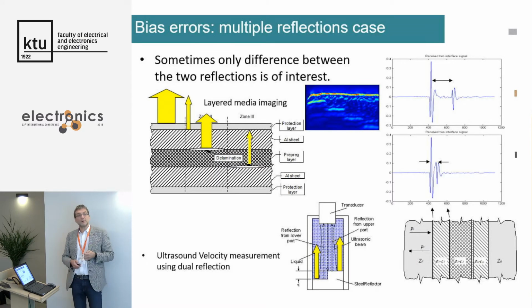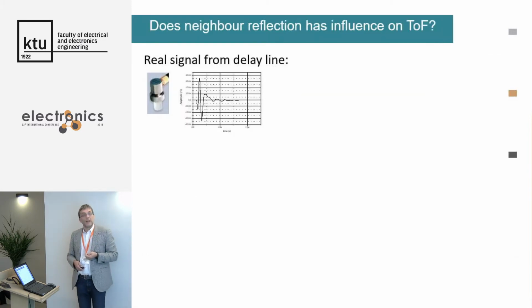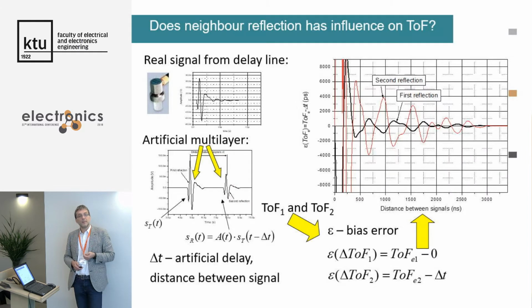Another source of bias errors is the case when we have multiple reflections that are spaced close to each other. What we have discovered is that if two reflections come close to each other, then there is also a bias error caused by the neighboring reflection. This is the case, for instance, when you have a step and you have two reflections. And this is the experiment that has been done.